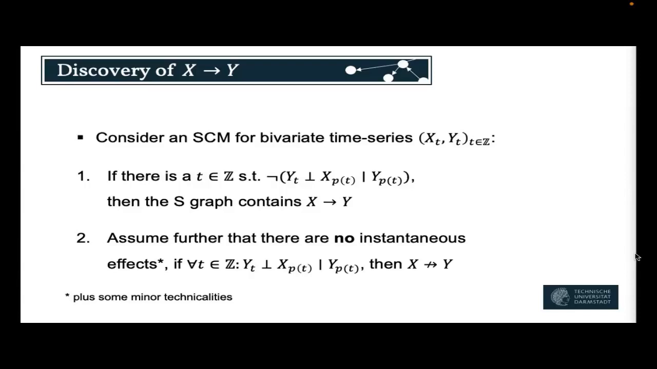Now, if you assume some minor technicalities and that there's no instantaneous effects, if you have this property here, that essentially for all time steps there's an independence, so the past of x is never helping you, then you can for sure conclude that there's no connection, that x is not a cause of y. Again, remember, we're not talking about the reverse direction. It's just x to y now. But this is a fundamental theorem, I guess, for SEMs, looking at the bivariate case, at just two variables, right?